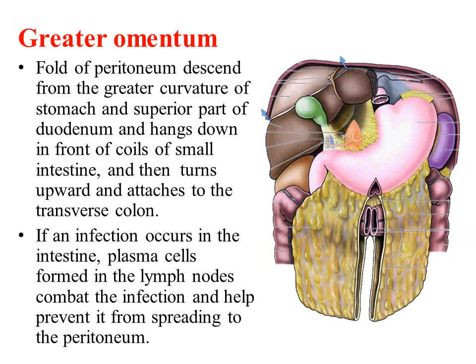The greater omentum is a fold of peritoneum that descends from the greater curvature of the stomach and superior part of the duodenum, hangs down in front of the coils of the small intestine, and then turns up to attach to the transverse colon. If an infection occurs in the intestine, plasma cells formed in the lymph nodes contain the infection and help prevent it from spreading to the peritoneum and other organs.